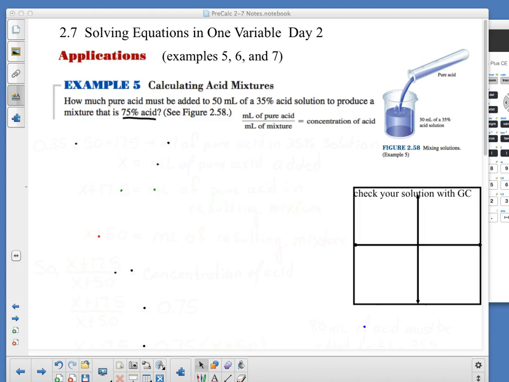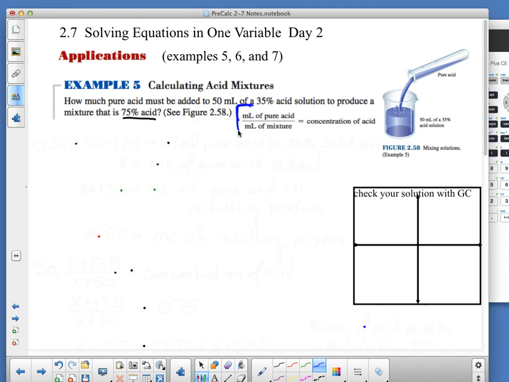But I'll show you the stuff I want to do, if it would just start working. There we go. This, in a nutshell, is how I'm setting up the problem. I'm going to take the milliliters of pure acid and divide it by how many milliliters of mixture I have that the pure acid is sitting in. That division gives me my concentration percent of acid.